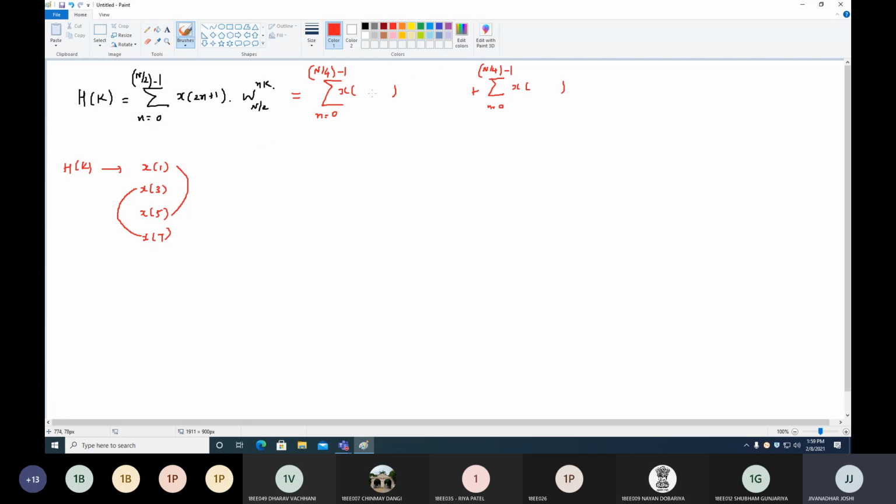okay, what will come? 1 and 5. 4n plus 1. Yes, it should be 4n plus 1. And similarly, what about this? 4n plus 3. Yes, it should be 4n plus 3.